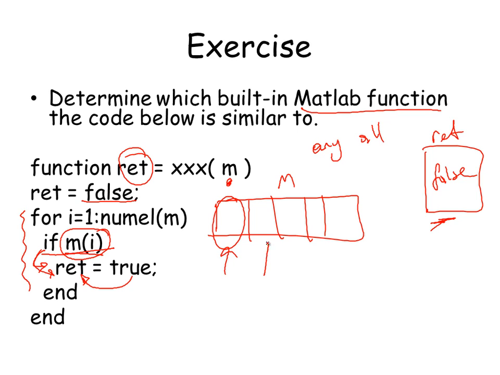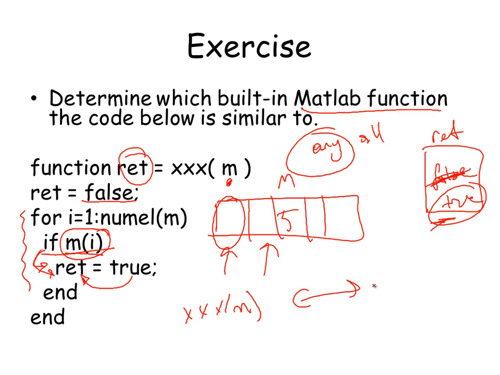So I go one by one. If I hit a non-zero entry like 5, then I'm returning true. So if any of the values in M is true, the result will be true. And that's the definition of the any function. Alright? So this function applied to M is equal to any(M). Alright?